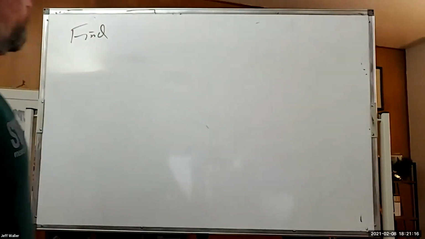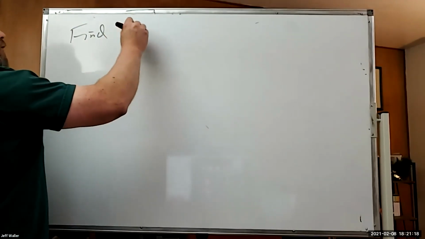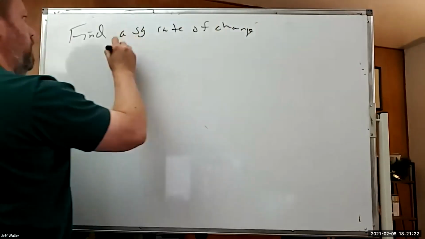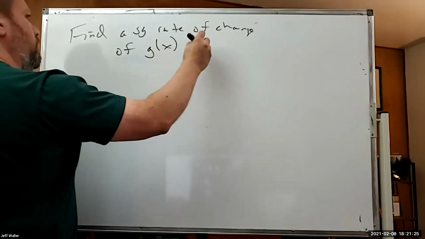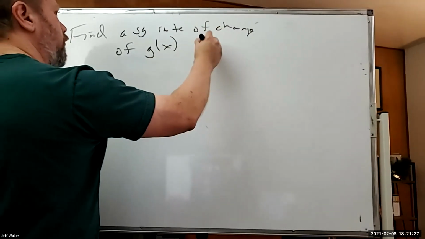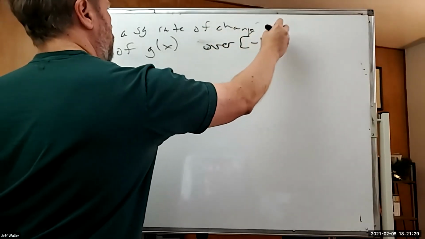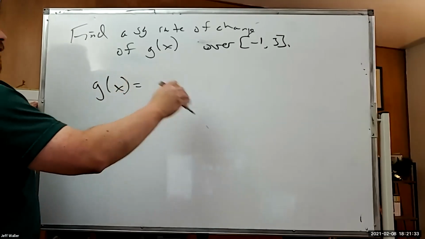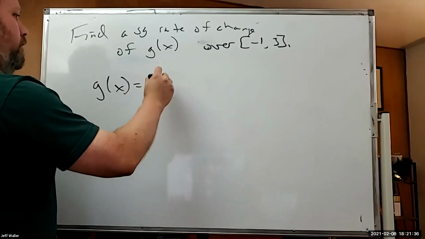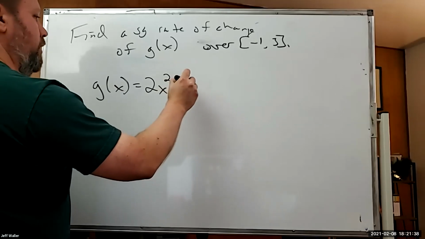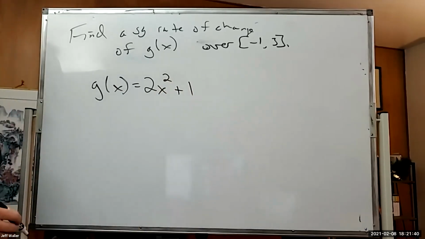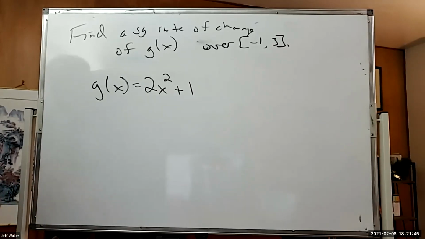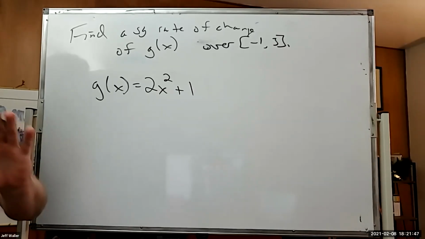I understand. All right. So if I said find the average rate of change of g of x, they could say over -1 to 3, and I give you g of x equals, what do you got, Jeff? 2x squared plus 1. Do it. I'll wait. Would you plug them in and try to figure it out?